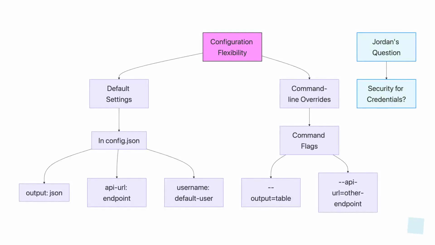Wait, so you mean I could set my default output to JSON in the config file, but override it with an output flag when I need something different? That's actually really flexible. How does it handle sensitive stuff like passwords, though? Coming from Azure CLI, I'm always concerned about credentials showing up in my command history.